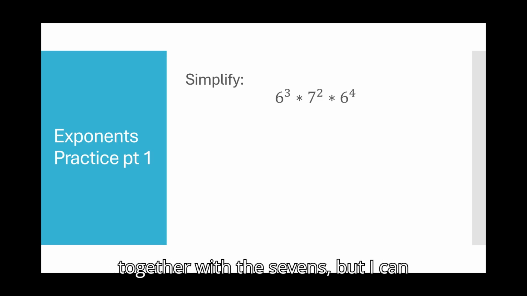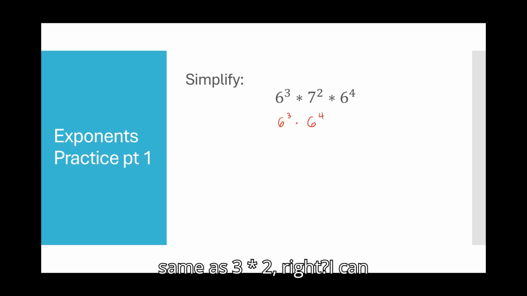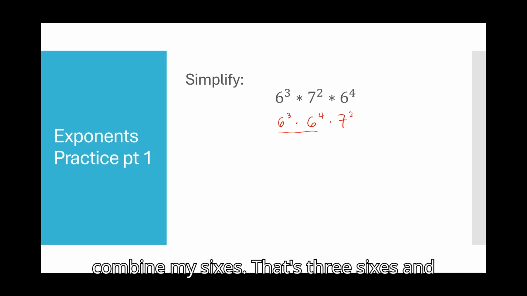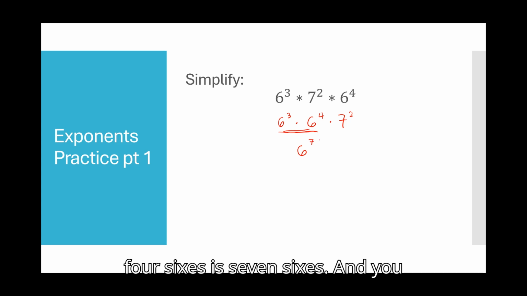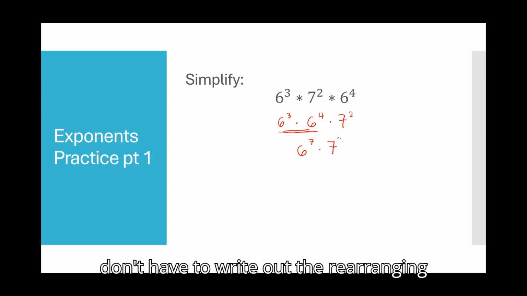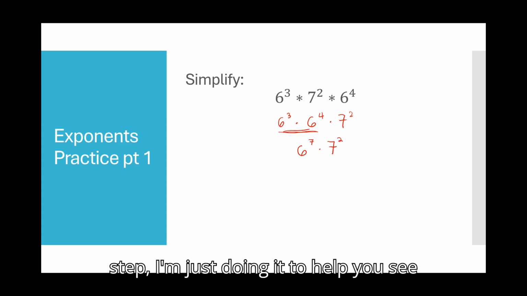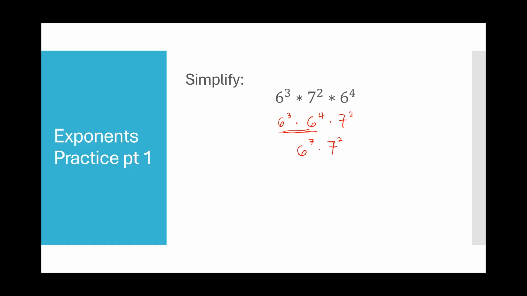So just to do a quick practice, I've got some 6s here. I can't smush them together with the 7s, but I can rearrange this. Since 2 times 3 is the same as 3 times 2, I can rearrange these here. And then I can combine my 6s. That's 3 6s and 4 6s is 7 6s. And you don't have to write out the rearranging step. I'm just doing it to help you see it visually.